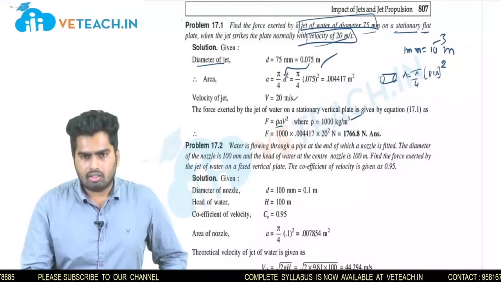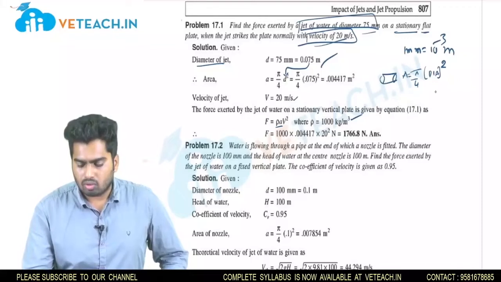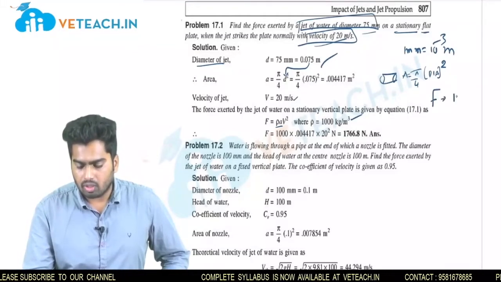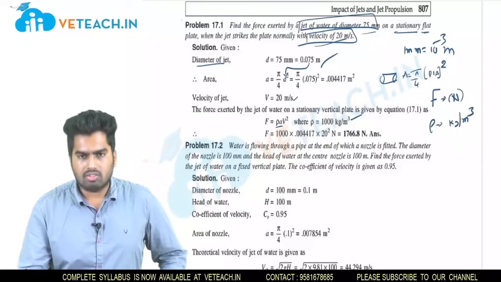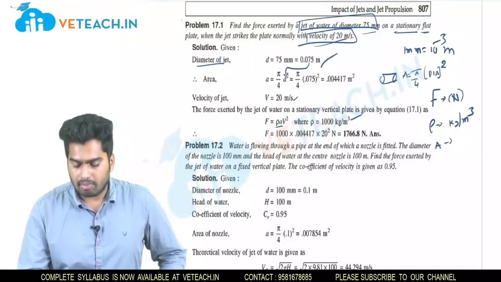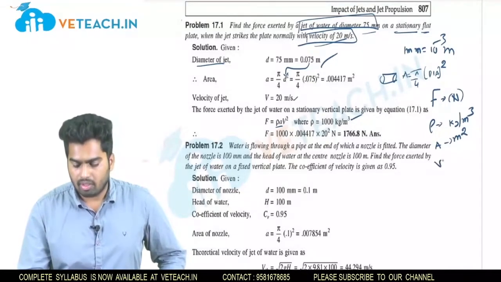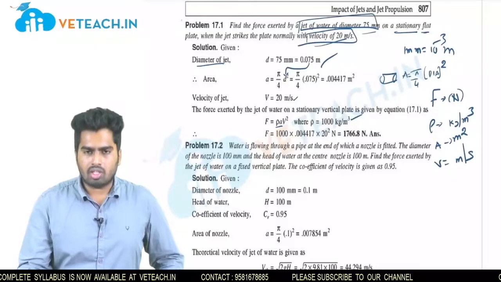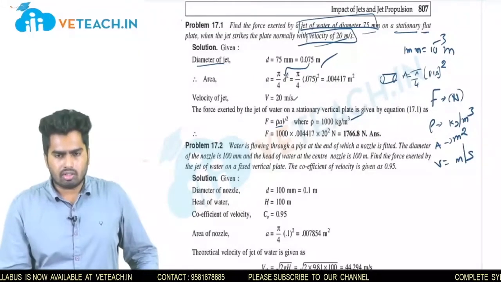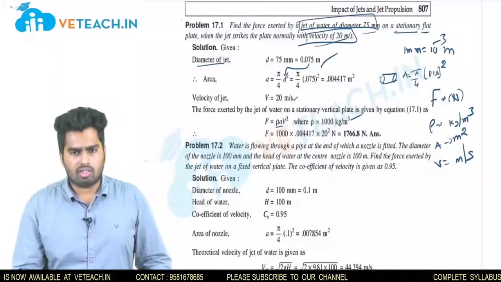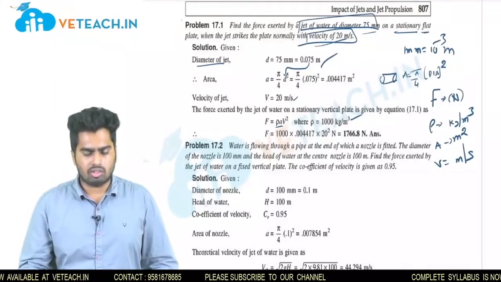How to remember the units? The unit for force is newtons, for density kg per meter cube, for area meter square, and for velocity meter per second. These are the important units we have to remember while solving numericals. If units are not in this form, we have to convert from SI to CGS or something else.